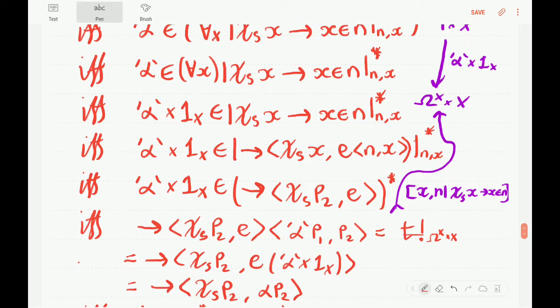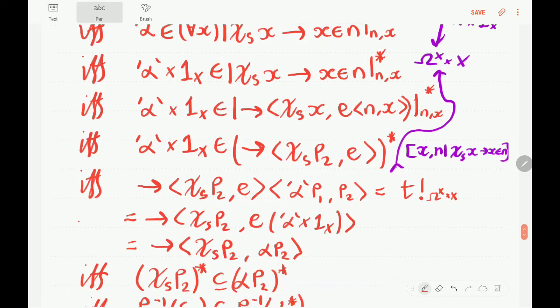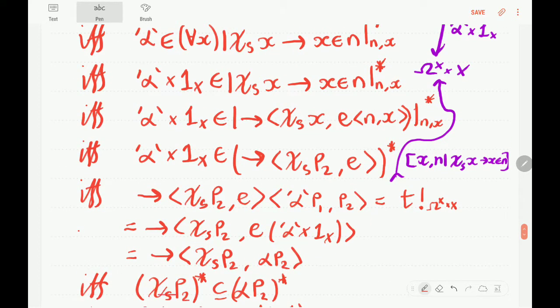And now we can use one of our previous results that says that when we have something implies something, sends everything to true, that's equivalent to saying that the subobject classified by the first something is contained in the subobject classified by the second something. So this is equivalent to saying that the subobject classified by chi-s after p2 is contained in the subobject classified by alpha after p2.